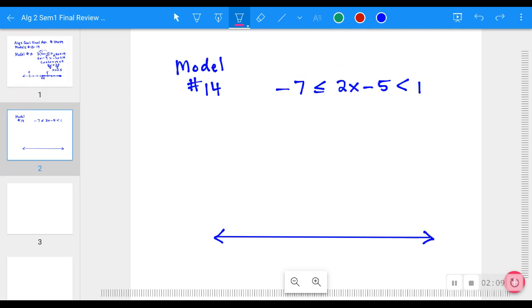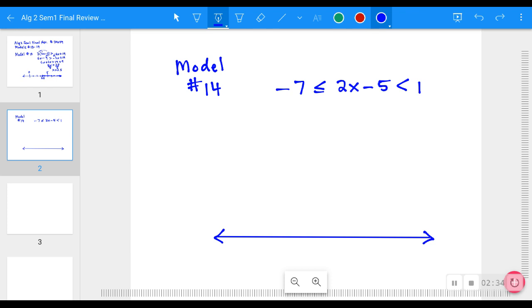Okay, we got one more problem here to do, and this one starts out with two less than signs, one being less than or equal to, and when you put something in the middle like this, it's a way of indicating in between. So what we know on the start of this problem is that 2x minus 5 is in between negative 7 and 1.